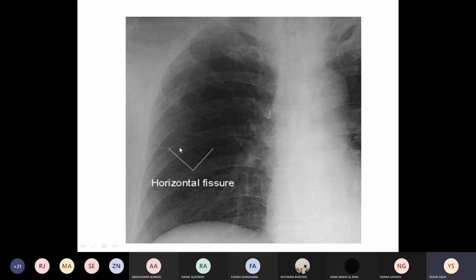If you look a bit carefully, you will see this opaque line, a thin faint white line, running from the hilum of the lung to the periphery, to the axilla at the level of the sixth rib. But this is a horizontal fissure.